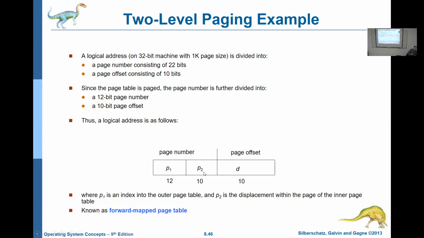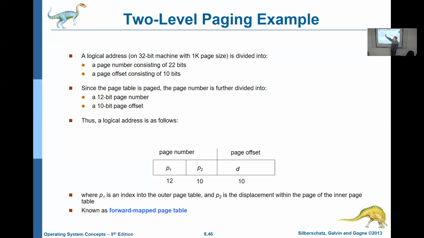Why is that? It has to be. Is it because the page sizes are still the same? Exactly. Notice he says here, since the page table is paged, the page number is further divided into 10-bit page offset and 12-bit page number. Is that just random numbers? We could have said it's 2 and 20. Did it have to be 10 and 12? The answer is yes, it had to be 10 and 12.